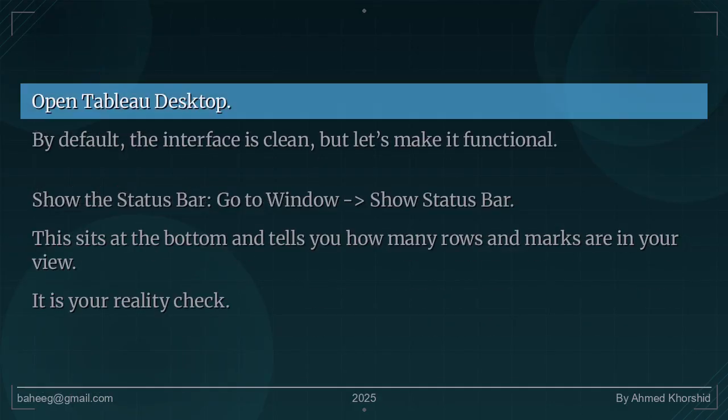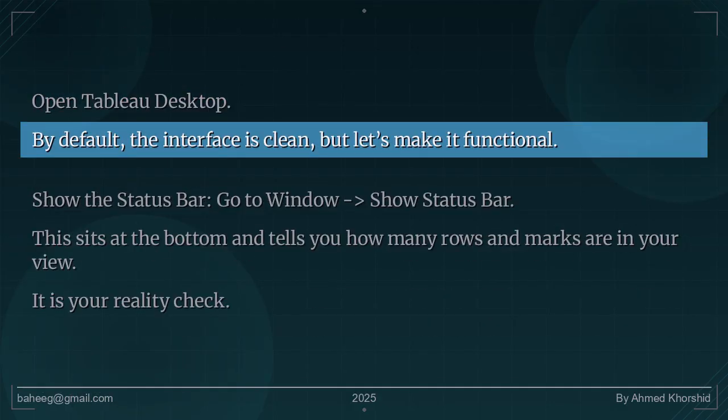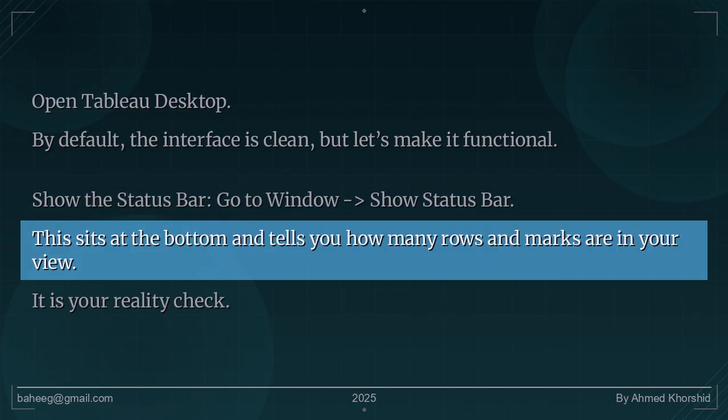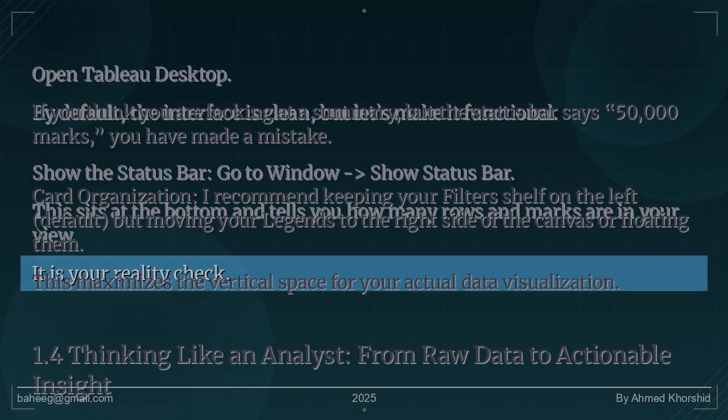Optimizing the workspace. Open Tableau Desktop. By default, the interface is clean, but let's make it functional. Show the status bar, go to Window, Show Status Bar. This sits at the bottom and tells you how many rows and marks are in your view. It is your reality check.